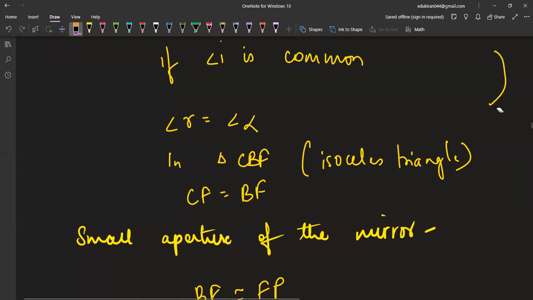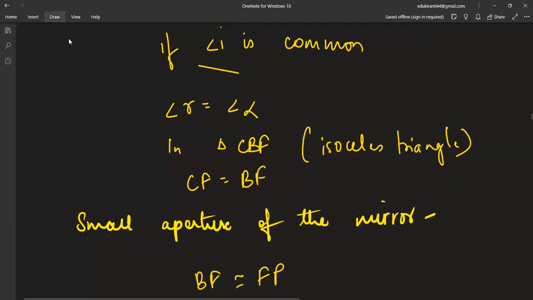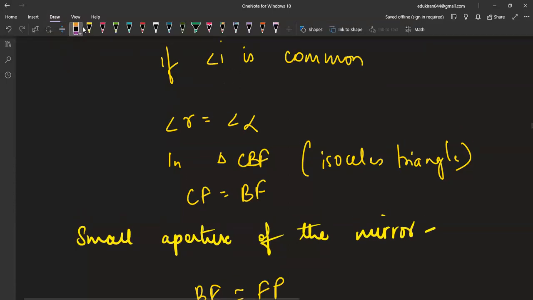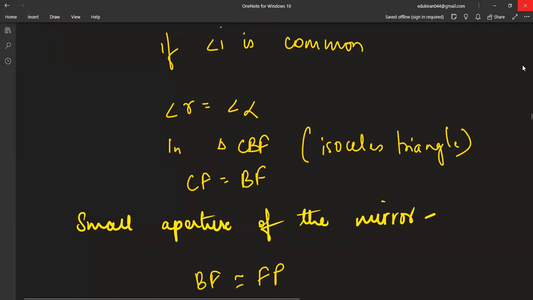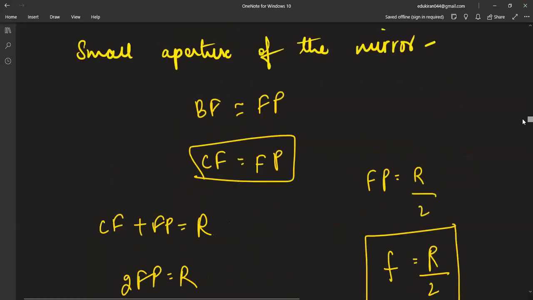R is the radius of curvature. Focus is half of radius of curvature. That is only what we have proven. We have proven this only, that radius of curvature is basically double of the focus of the mirror.